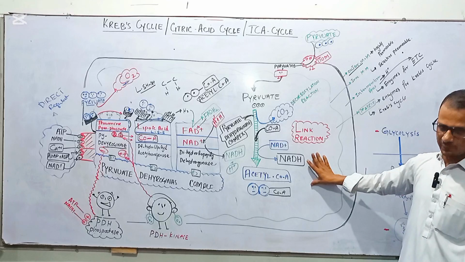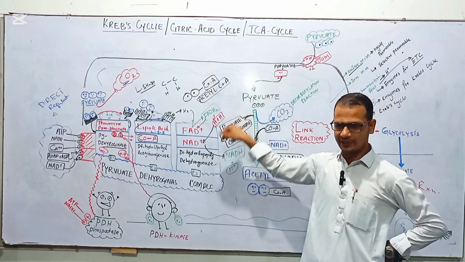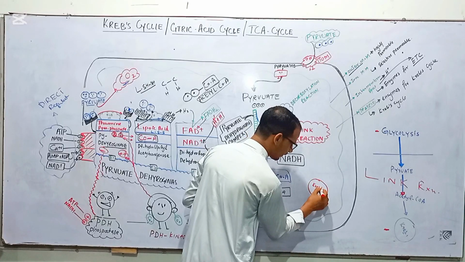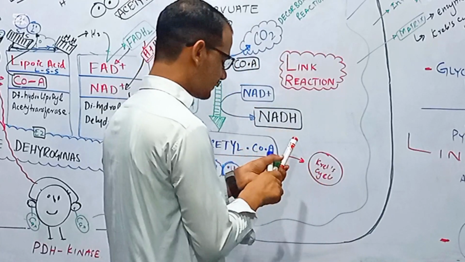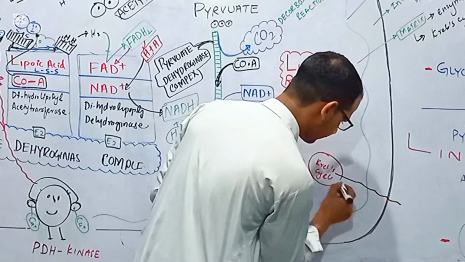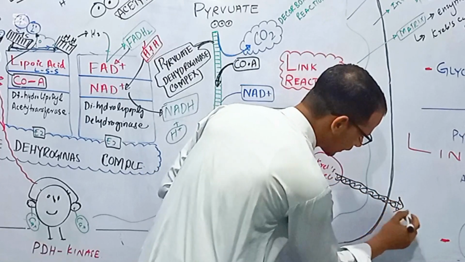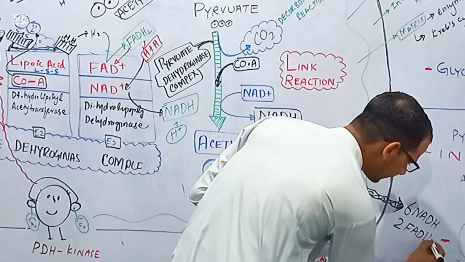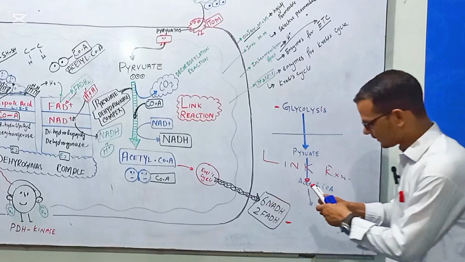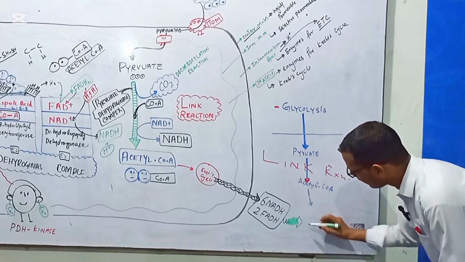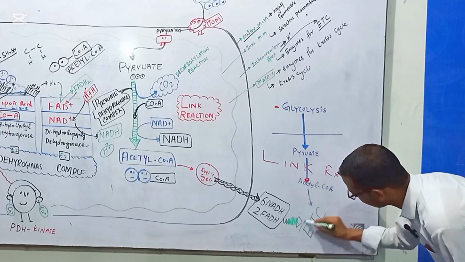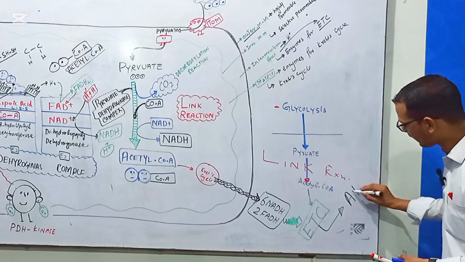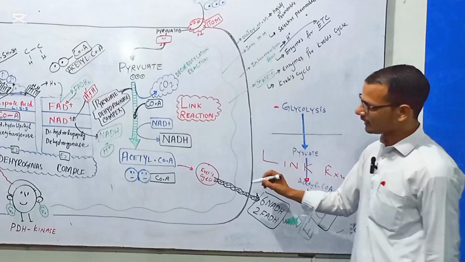Now, if oxygen is present abundantly, this enzyme will work and will convert this pyruvate into acetyl coenzyme A, and this acetyl coenzyme A will undergo the Krebs cycle, and from the Krebs cycle it will form 6 NADH and 2 FADH2, and when these two components enter the electron transport chain, they will be converted into ATPs. This is the story when there is oxygen.